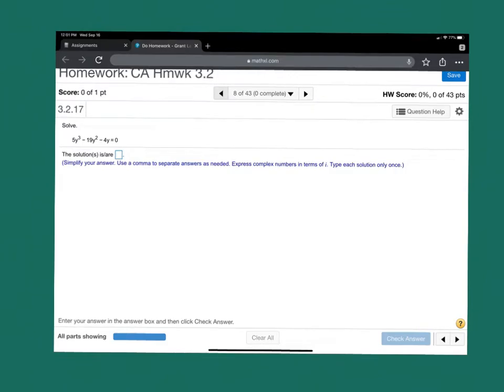So what we see in this problem is it's not necessarily quadratic, but we do see that every term has a y in it, and so we can factor out that y as our first step. So if we've got something like 5y cubed minus 19y squared minus 4y is equal to 0, our first step, we can factor a y out of each one of those. So that's going to give us a 5y squared minus a 19y, and then a minus 4.